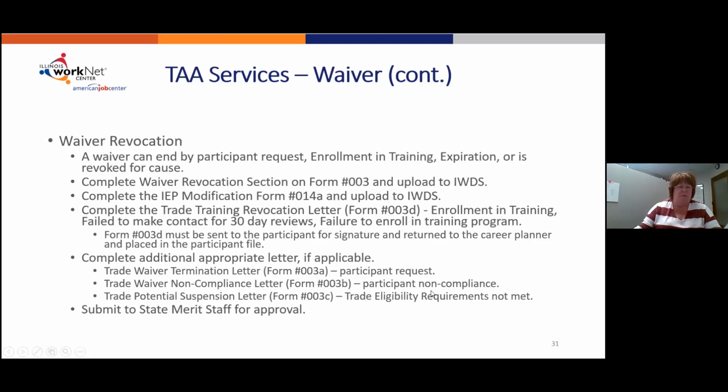If that means the participant was non-compliant, or the trade potential suspension letter, form 3C, if the trade eligibility requirements are not being met. And we will cover all of these and other trainings.